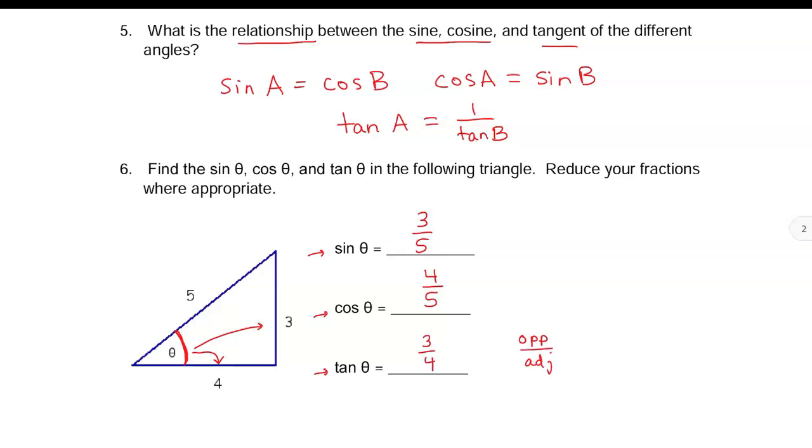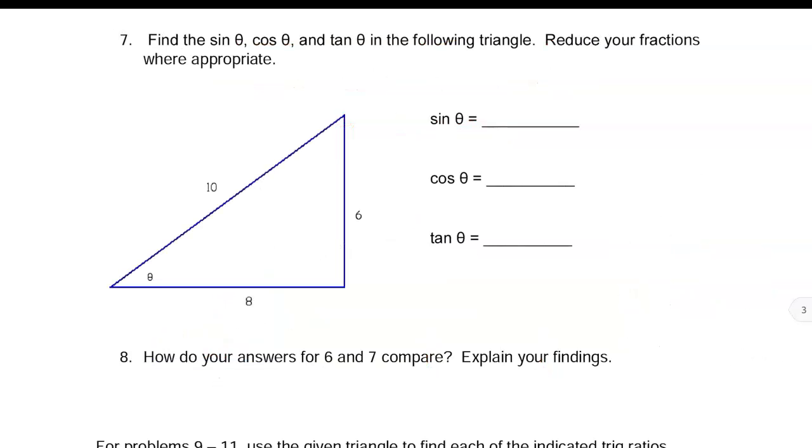There's a little something you can do to help you remember these ratios. We said that sine is opposite over hypotenuse. Cosine is adjacent over hypotenuse. And tangent is opposite over adjacent. So a lot of people think of this as SOH, CAH, TOA. So that's like a mnemonic device to help you remember the ratios for these trig functions. SOH, CAH, TOA. Please do number 7 on your own. So pause the video and turn the video back on to check your answers.